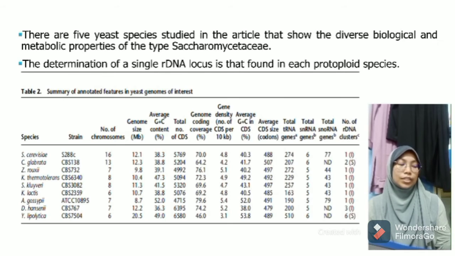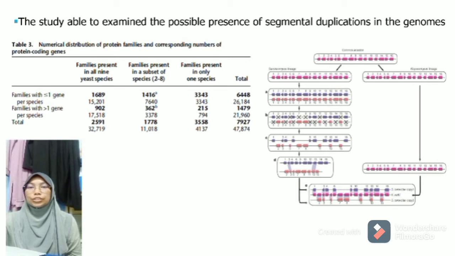It shows 8 species in the table, but we focus on the 5 protoploid species that represent 4 distinct clades of Saccharomyces, which are Zygosaccharomyces, Lachancea, Kluyveromyces, and Eremothecium. As they have a complete phylogenetic relationship within Saccharomyces, they were designated as protoploid to distinguish them from duplicated yeast. Next, table 3 shows the numerical distribution of protein families and corresponding numbers of protein coding genes, which let them determine the possible presence of segmental duplication of the genomes.